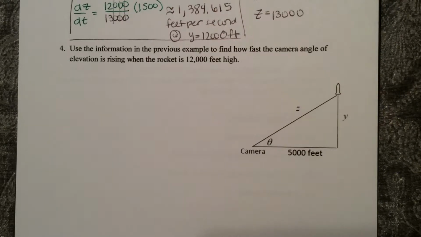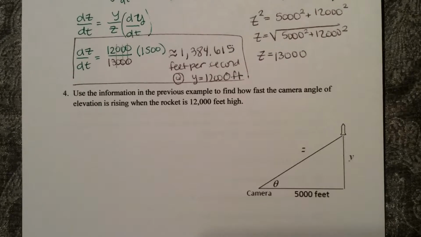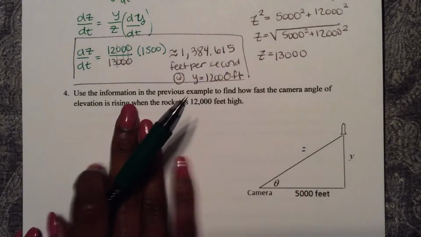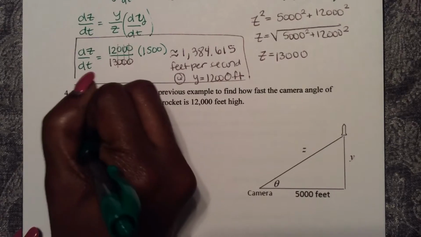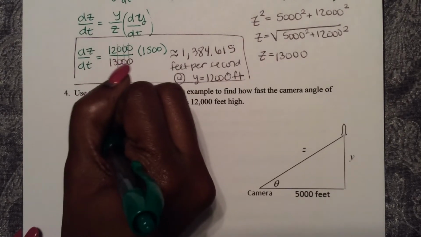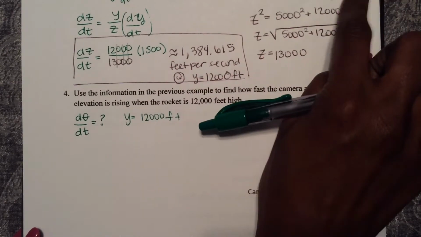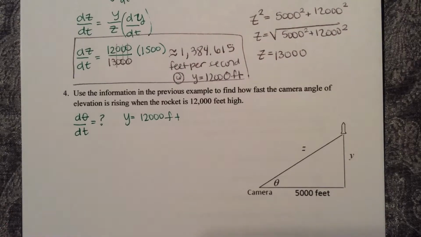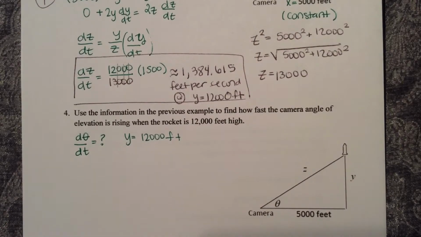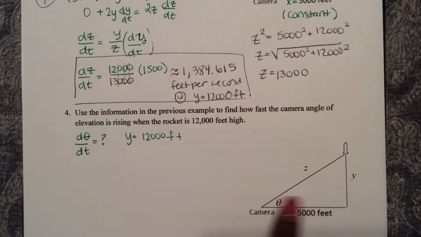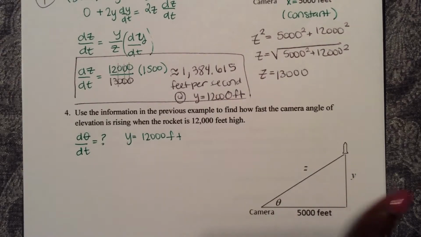So in example 4, we want to use the information in the previous example to find how fast the camera angle of elevation is rising when the rocket is 12,000 feet high. So now it's the same problem as above, but now we're looking for how fast the angle is rising. So we're looking for dθ/dt when the rocket is 12,000 feet high, which is the same thing that was happening up here. So how can I create an equation that connects theta with this changing y?